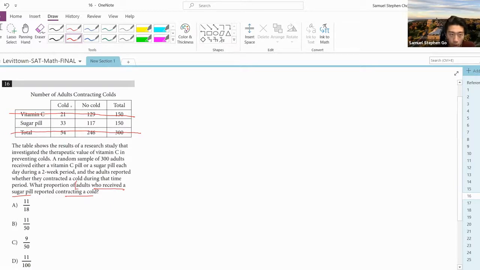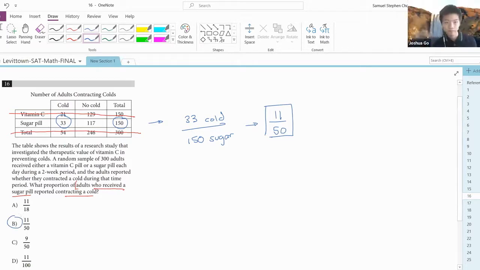Well, here's cold. I'm going to use a different color here. So 33 of them reported contracting a cold. The total was 150. So just using these three numbers, 33 got a cold over 150 people who took the sugar pill. If you simplify this, in my head, I'm just dividing everything by 3. That gets me 11 on top and 50 on the bottom. You can use your calculator probably to simplify this as well. That will match our answer here, answer choice B.